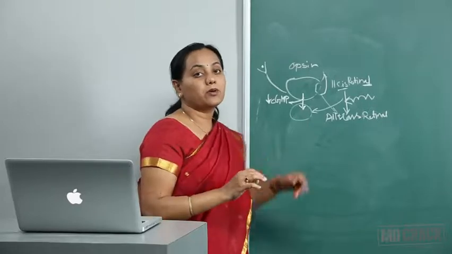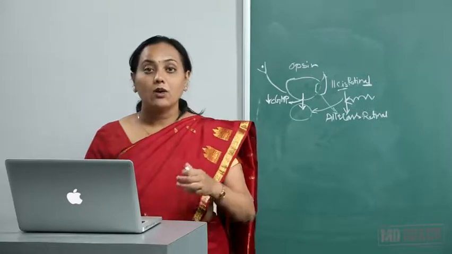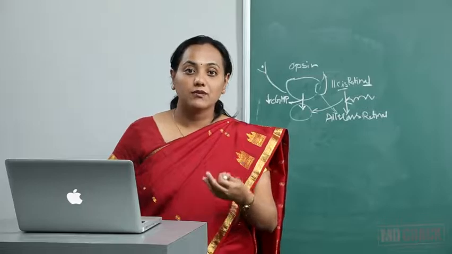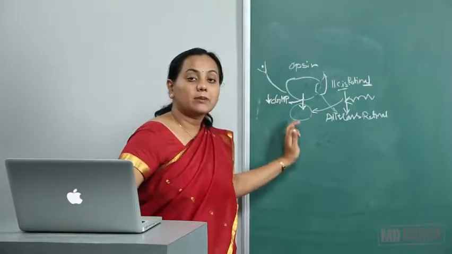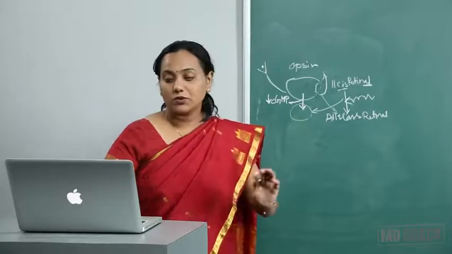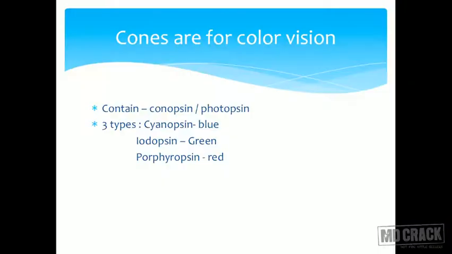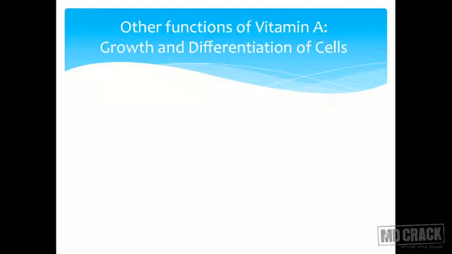So that is the importance of vitamin A in vision, not just to convert a visual impulse into a nerve impulse, but also to stabilize the opsin portion of rhodopsin. Now what are cones? Cones are for color vision. They contain conopsin or photopsin. Now there are three types in this: cyanopsin, which is meant for blue vision, iodopsin for green, and porphyropsin for red. You will learn more about color vision in physiology. So let us stop at this level.